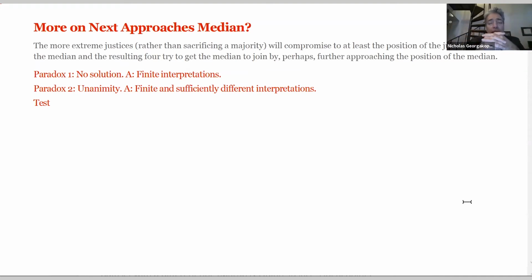And then those two justices, the two justices that are next to the median, are essentially fighting for the vote of the median justice, in order to form a coalition of 5 and win. There are 2 paradoxes in this from a mathematical perspective. Essentially, there's no solution to the game. The solution is that both nexts join and touch each other at the median, and then the court becomes unanimous.